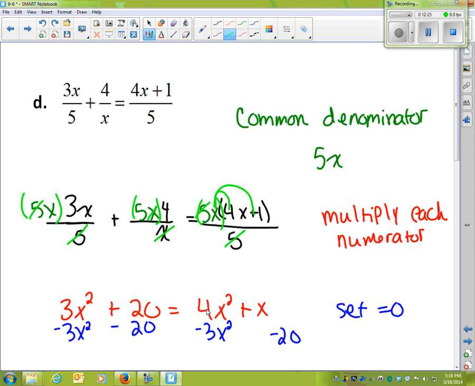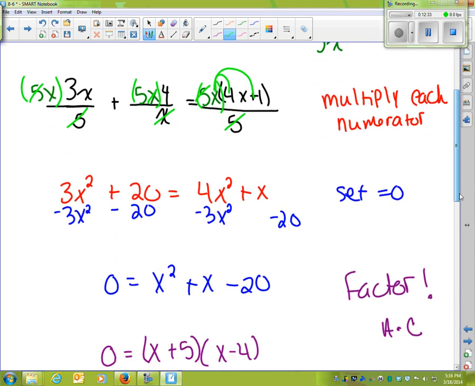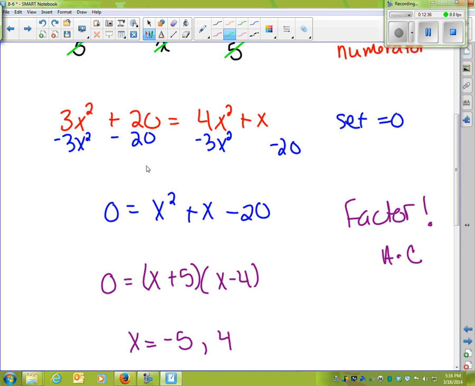So I've noticed that it's got both x squared, x, and a number. This is going to end up being a trinomial. With a trinomial, I need to set it equal to 0. You want your x squared to be a positive number, so I subtracted the 3x to the right side and subtracted the 20 over. That gave me x squared plus x minus 20. You'll know you need to do this if you've got x squared, x, and a number with no variable, a constant, in your equation.